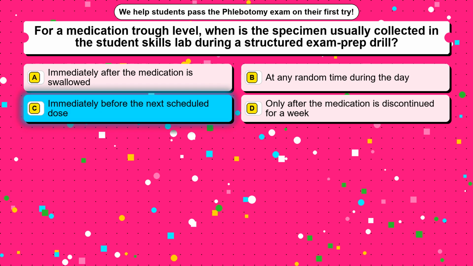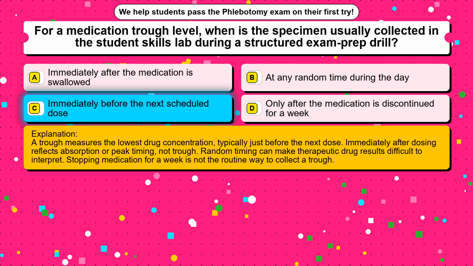The correct answer is option C. Immediately before the next scheduled dose. A trough measures the lowest drug concentration, typically just before the next dose. Immediately after dosing reflects absorption or peak timing, not trough. Random timing can make therapeutic drug results difficult to interpret. Stopping medication for a week is not the routine way to collect a trough.